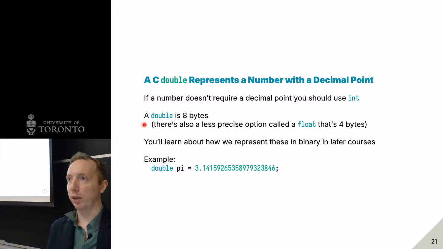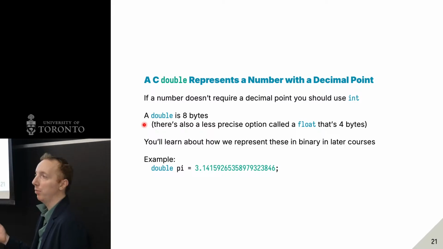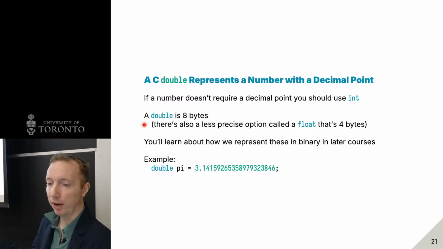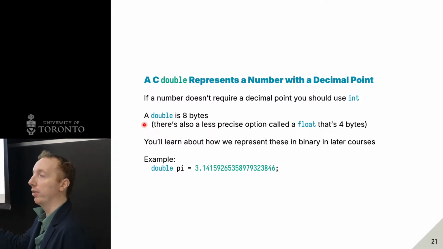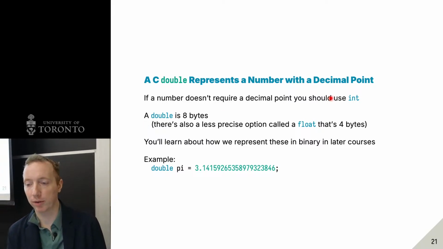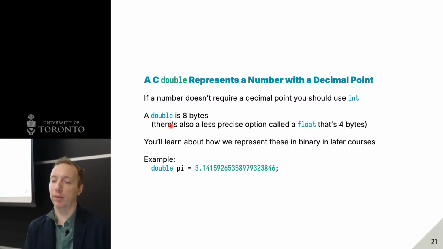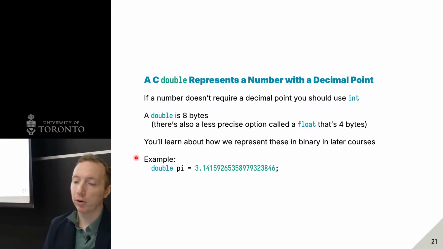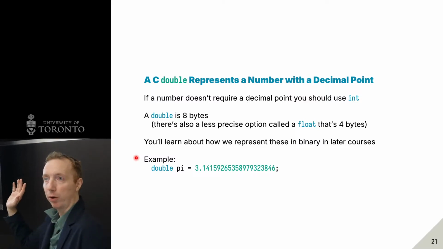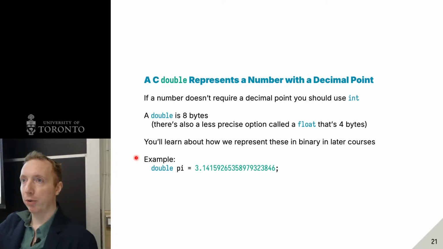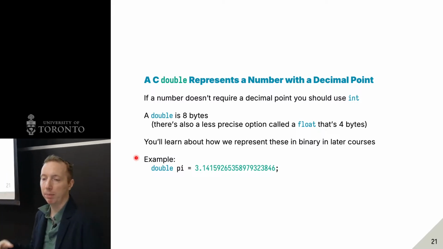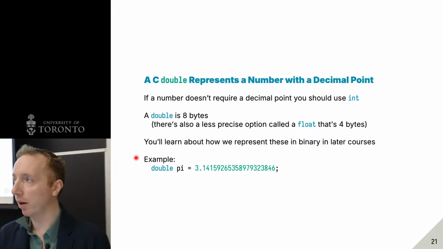So that's one way you can remember it. The reason why it's really called a double is because there's also a less precise type called a float that also lets you represent numbers with decimals in it, and that is 4 bytes. But it's less precise. We're going to use a double in this course, which is double the size of a float. So it's always 8 bytes. You'll learn about how they're represented in binary in later courses. Beyond the scope of this course, we don't care how it's represented in memory. We don't care what each individual byte means.